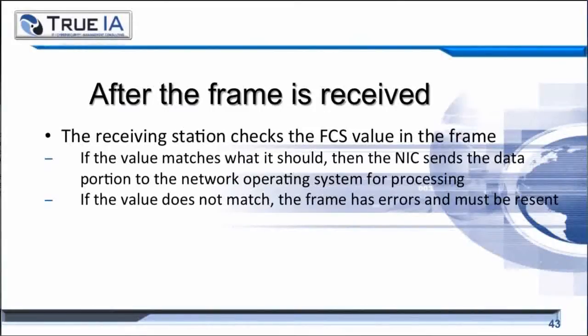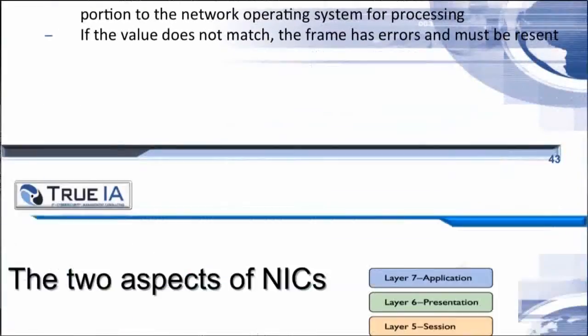Now, when the frame is received by the receiving computer, that receiving station checks the FCS. If the value matches, then the NIC sends the data portion to the network operating system for further processing. If the values don't match, the frame has errors and must be resent.